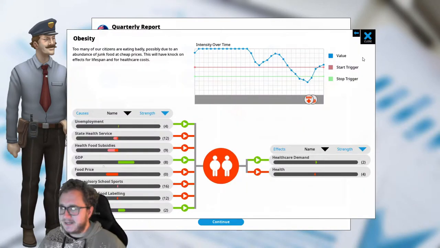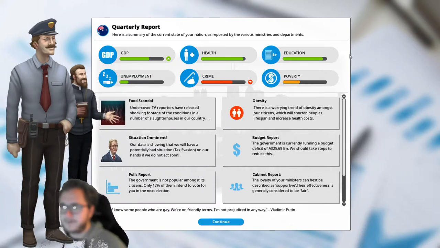All right, so obesity has passed the start trigger. Now, the health food subsidies in the state health service are helping that and will bring it back down. But right now, not going to.